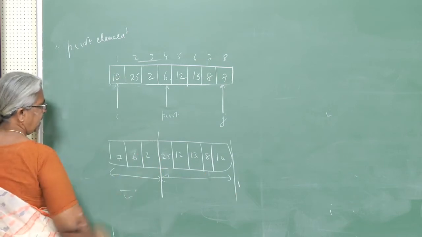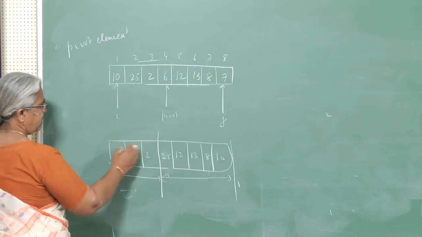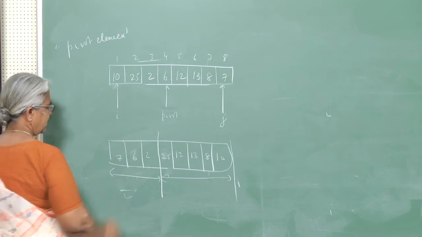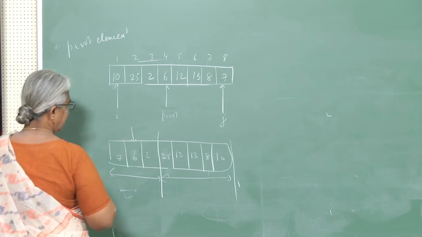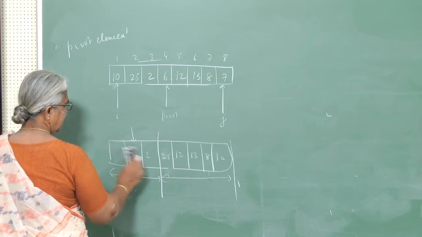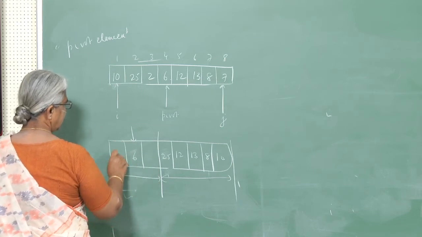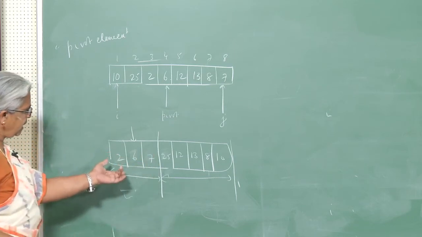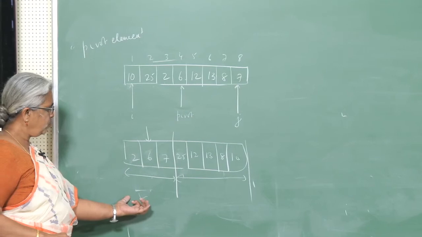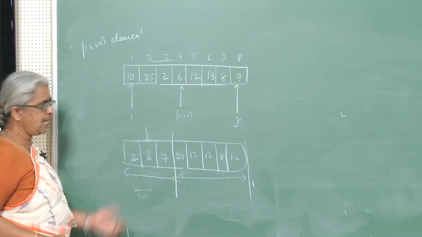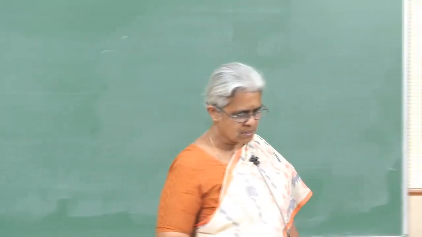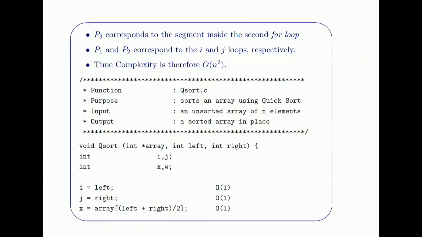Then on each part again I repeat the same process: find the pivot element again, and then make the movements. For example, here again the pivot will be 6, then notice that 7 is larger than 6 and 2 is smaller than 6, so 2 comes here, 7 goes here, and I repeat this. Then again the array will get divided into 2 parts, and I stop when the array size becomes 1. That is, when the pointers cross, for that matter.